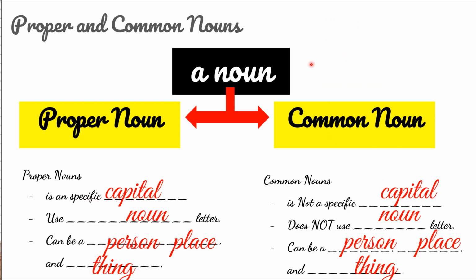This is what we have worked in our notebook, and it says that proper nouns are specific nouns, use capital letter, and can be a person, a place, or a thing, and that common nouns are not specific nouns, do not use capital letter, and can be a person, a place, or a thing.